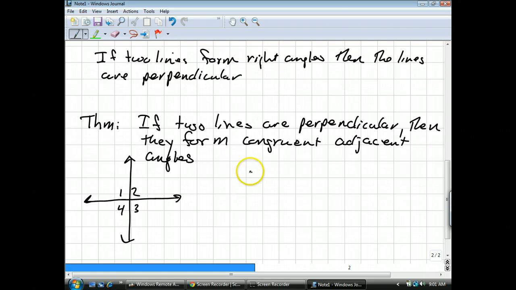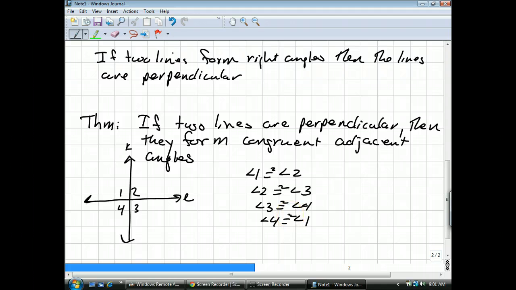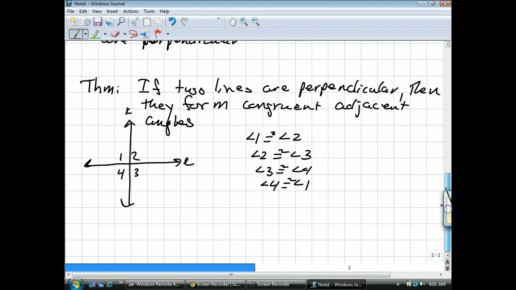So we can say that angle 1 is congruent to angle 2 because the lines are perpendicular, and angle 1 and angle 2 are adjacent. We can say angle 2 is congruent to angle 3, angle 3 is congruent to angle 4, and angle 4 is congruent to angle 1. So because of this theorem, all those angles are congruent because they are adjacent angles formed by perpendicular lines.